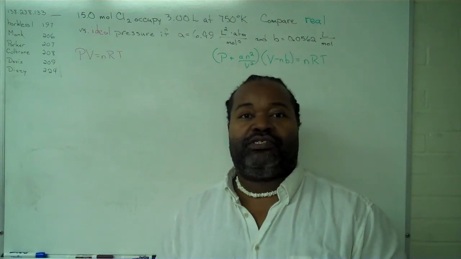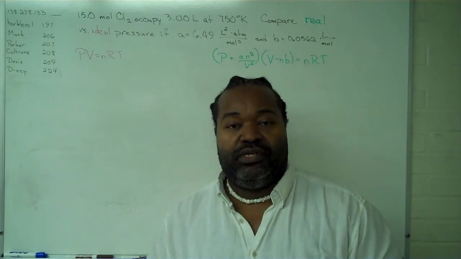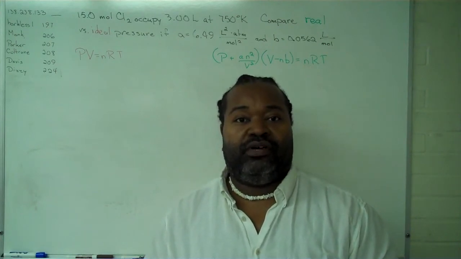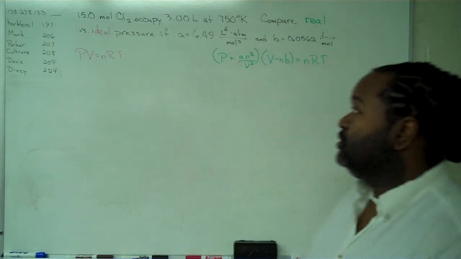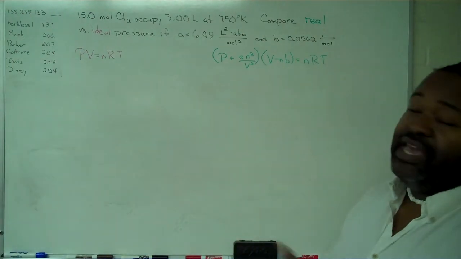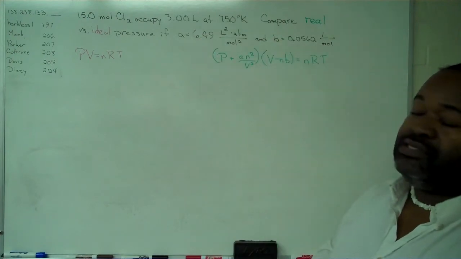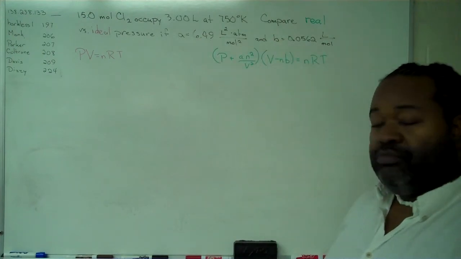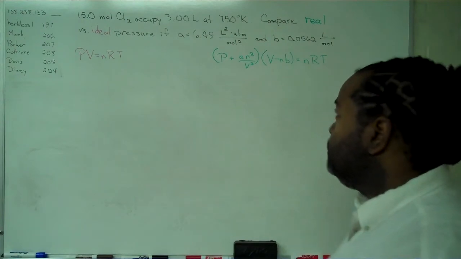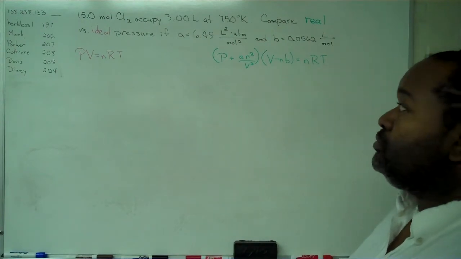This instructional video is designed to show you how to apply the van der Waals equation in comparing the behavior of a gas against real versus ideal conditions. In this case, we have to have the identity of the gas and its van der Waals A and B constants, as well as the number of moles, temperature, and volume, because we're being asked to compare pressures.